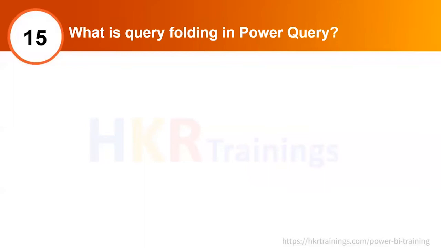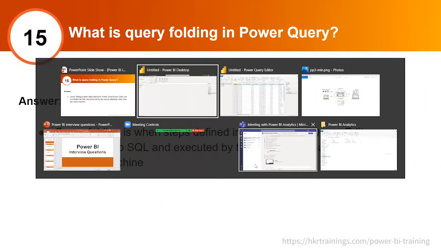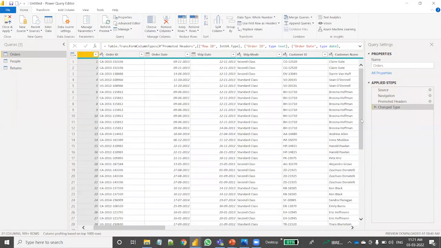And the next question is all about what is query folding in Power Query. Query folding means sending the SQL queries back to the data source from Power Query. As we discussed, Power Query will generate some queries, and we can see those queries in the View Native Query option. These SQL queries will be sent back to the data source. So that is query folding. In this way, the Power Query performance will be improved.